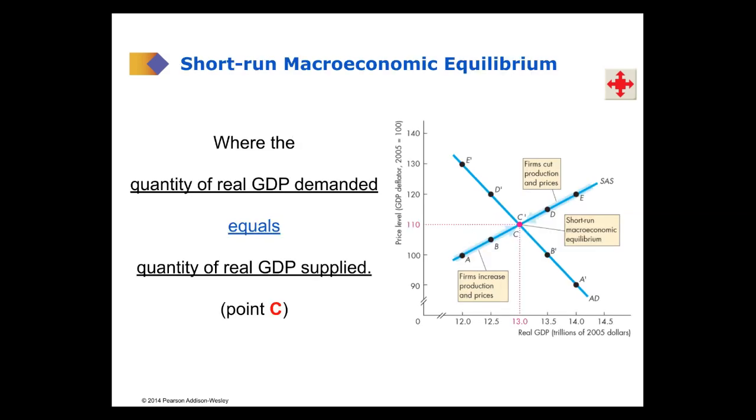Now, we have a short-run macroeconomic equilibrium when the quantity of real GDP demanded equals the quantity of real GDP supplied. This is point C on the curve. The equilibrium is when aggregate supply and aggregate demand are equal. At point C, we have a short-run macroeconomic equilibrium. Why is it a short-run macroeconomic equilibrium? Because we're talking about the short-run aggregate supply curve and not the long-run aggregate supply curve.